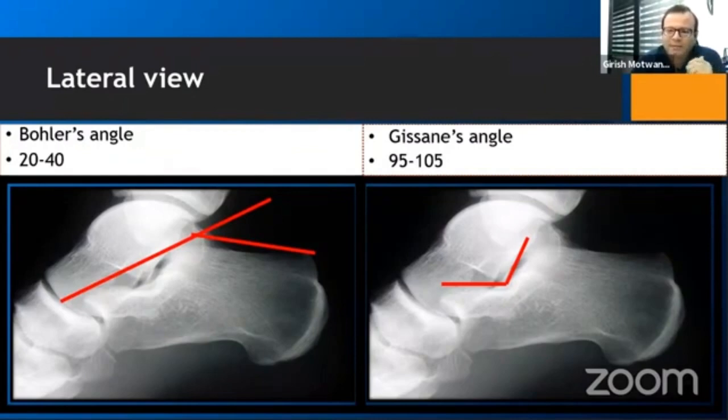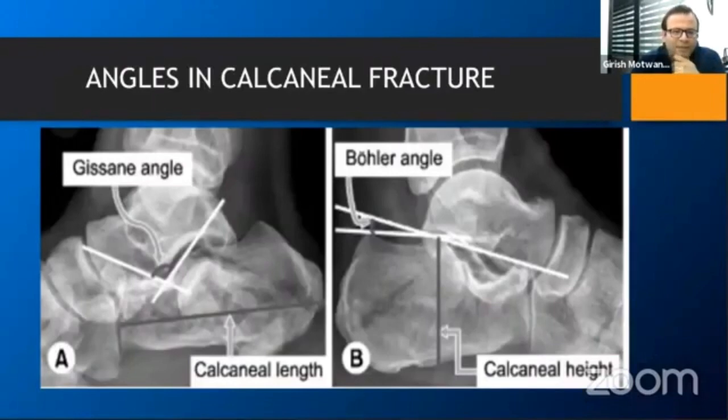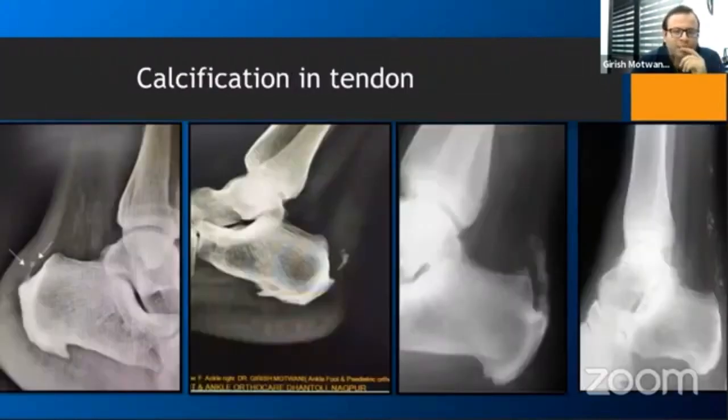And the Gissane angle, the angle between the anterior surface and the posterior surface from the sinus tarsi, should be between 95 and 105. So if it is more than 105, that tells you how much joint depression there is. This is the example here. Look at the Gissane angle. It has increased to more than 105, and the Böhler angle has reduced to less than 20 degrees. And according to them, you can assess the severity of the joint depression.